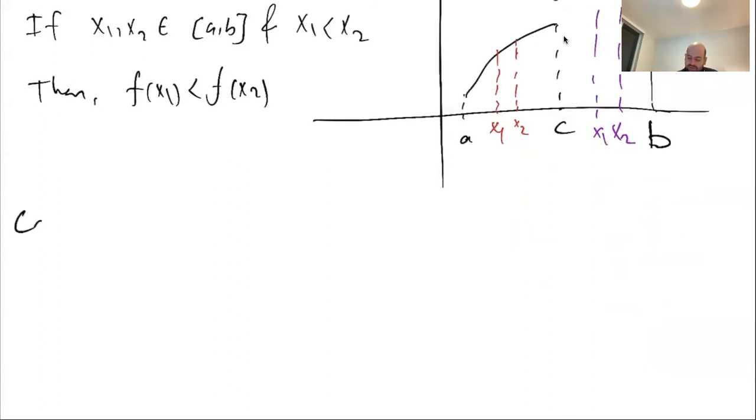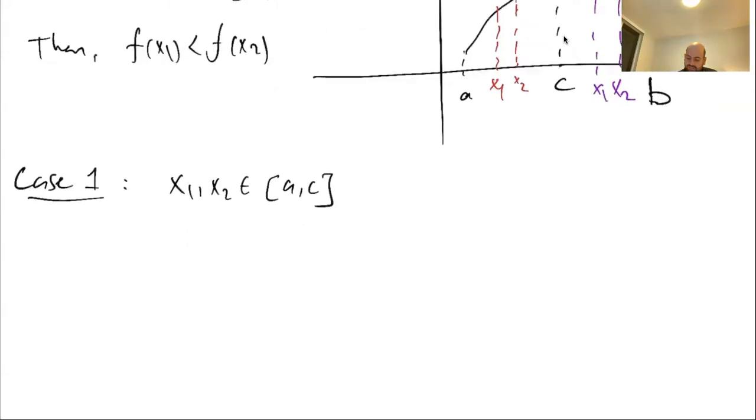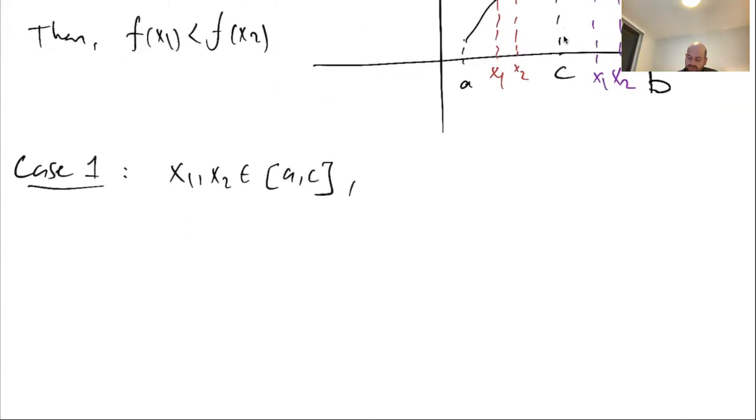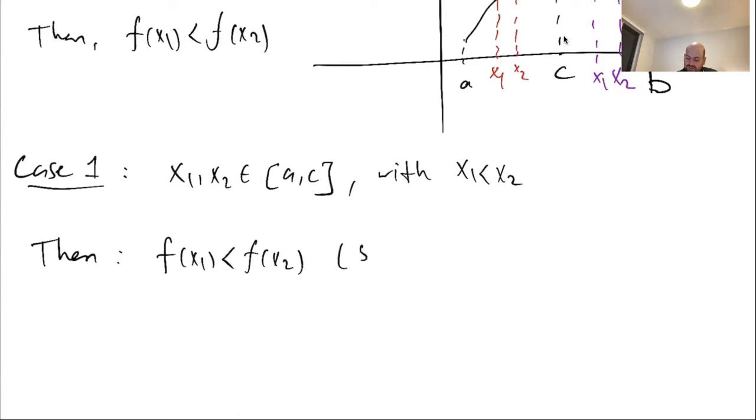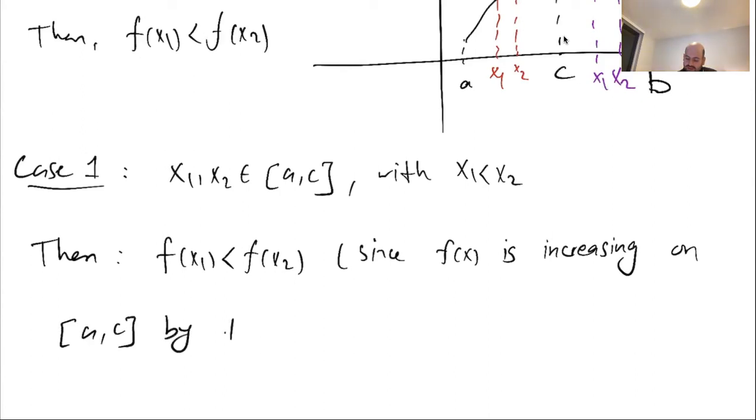Now I can consider different possibilities. So case one, let's say x1, x2, they're both between A to C, with x1 less than x2. Then what can I say? Then I can say that f of x1 less than f of x2, since f of x is increasing on the interval A to C by the assumption.